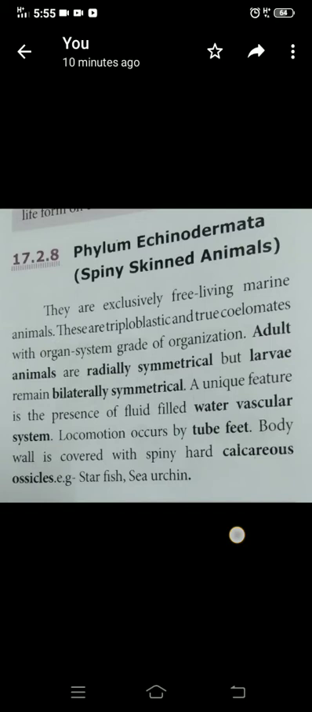Okay, body cavity is there. Organ system grade of organization. Then the adult animal is radially symmetrical, while the larva is bilaterally symmetrical. Okay ma. So the water vascular system is the speciality of Echinodermata. It locomotes by its tube feet. The body wall is covered with spiny, hard calcareous ossicles. Okay ma. Examples are starfish and sea urchin.